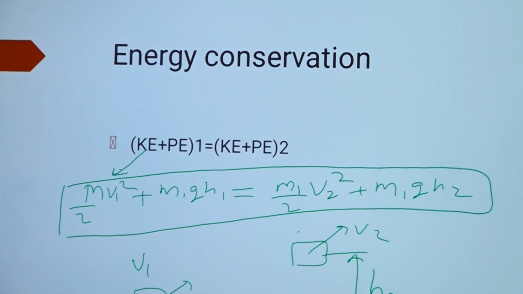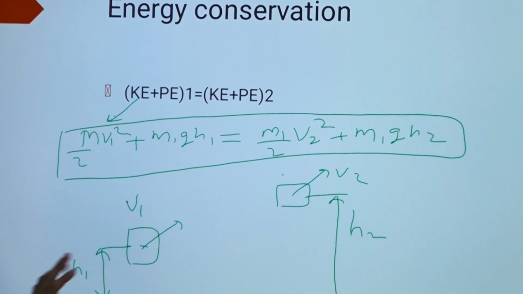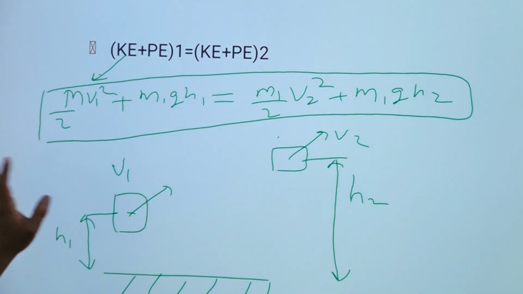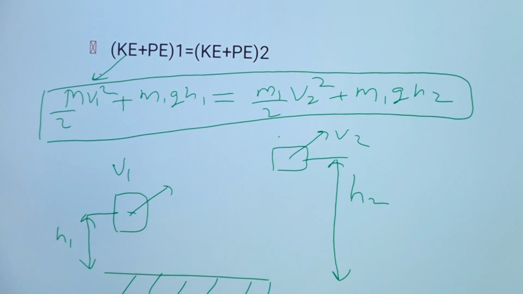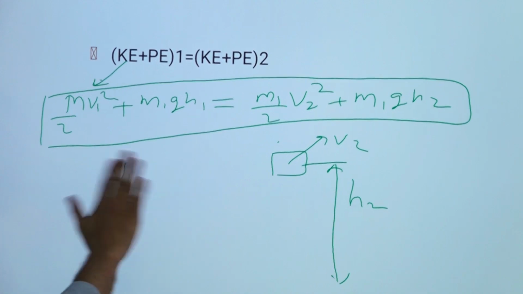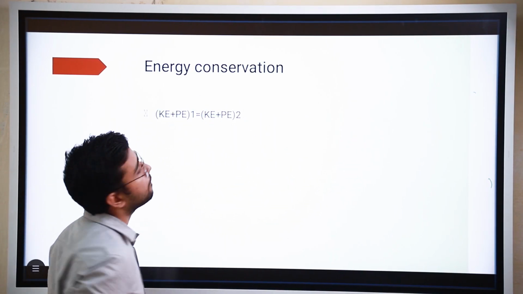If we do not have any friction force or anything, we don't have any air, we have only the ground and masses, right? Then only this equation will follow. That is called energy conservation. Okay, so let us move to the next topic now. We will solve some numericals now on the work energy principle.